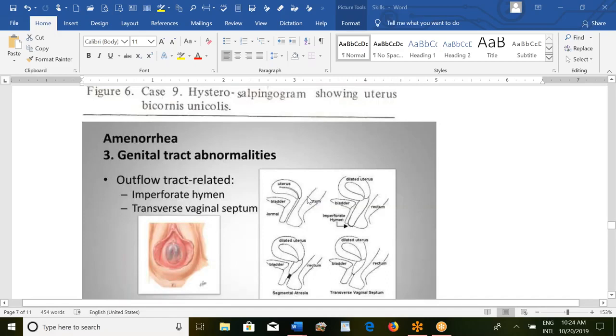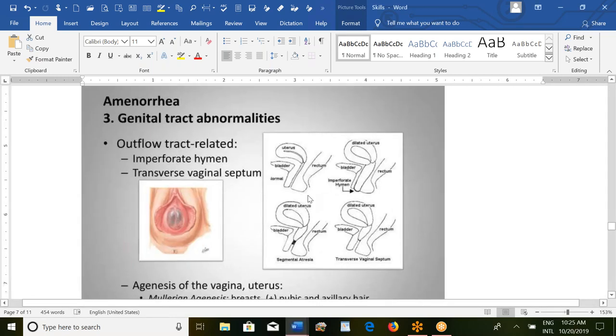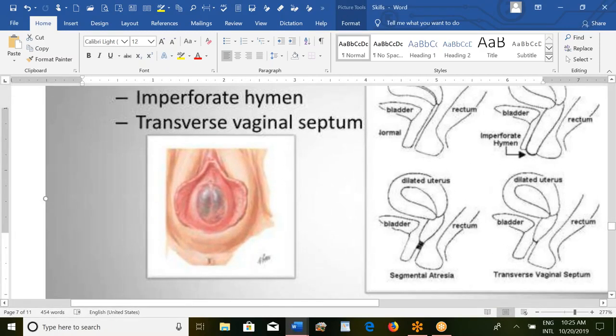So next, Dr. Fariha. Thank you, doctor. Yes, Dr. Aisha. What do you see here? Here I can see the imperforate hymen. Okay, so how can your patient present?